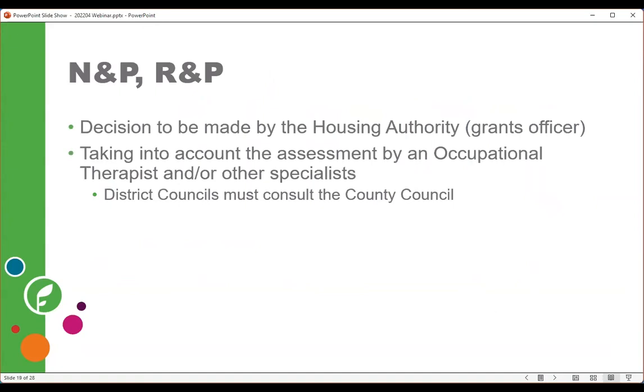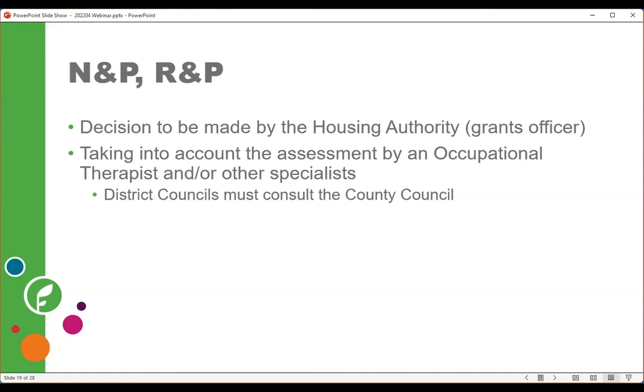So in terms of necessary and appropriate, reasonable and practicable, the decision is always made by the housing authority or grants officer. Both parts of that are made. The decision is clearly made by the housing authority. That's what it sets out in the legislation. But they would take into account, or you would take into account if you're the grants officer, the assessment by an occupational therapist and or other specialists. So it doesn't have to be an OT.